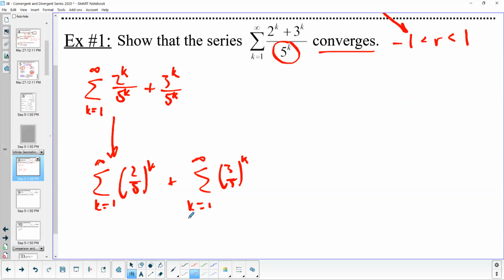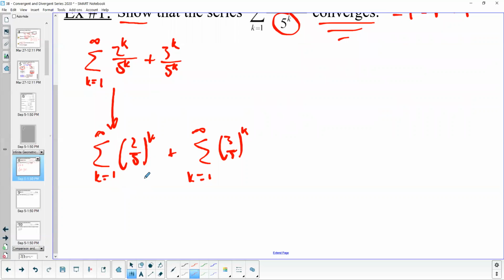And so with these, we don't really need to know what it converges to. We just need to determine if the series converges. And the fact that they say show that it converges, we already know that this does. But now if we look at each of these, it is now in the form of a geometric series. So in this case, the value of r is 2/5. And since 2/5 is between 1 and negative 1, that tells us that this part of our series converges.